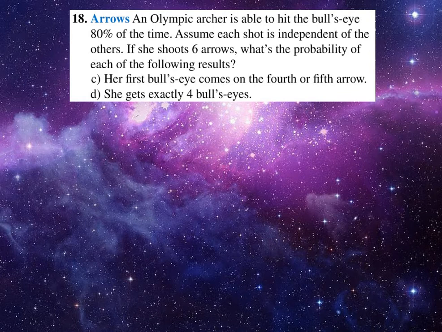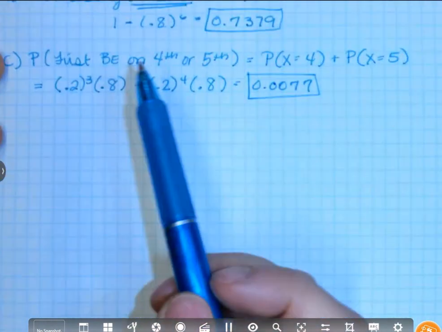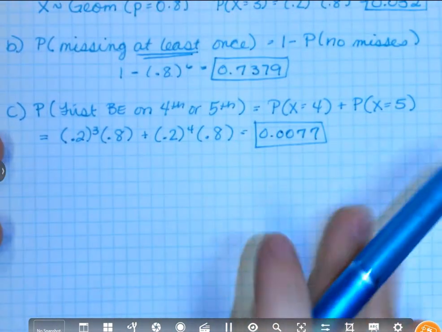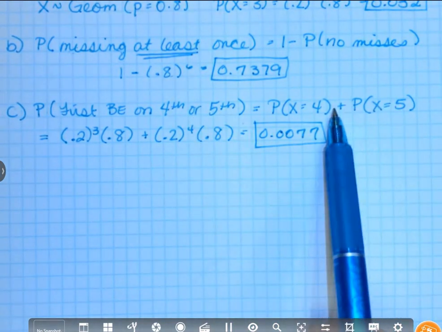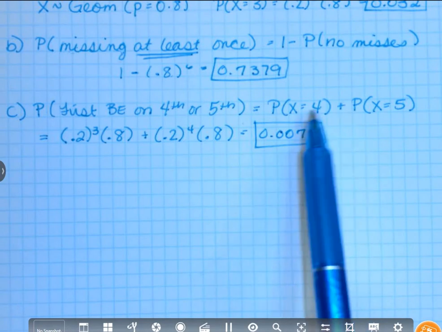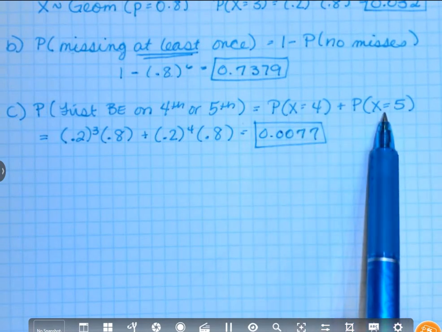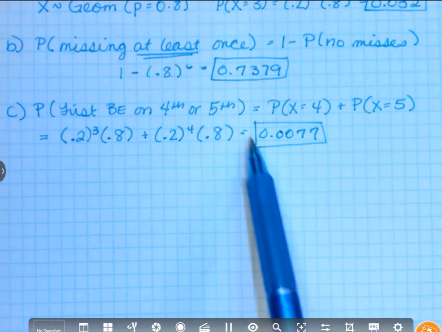Okay? What'd you get? Take a guess. You're probably right if you've gotten that far. Okay, no. I was hoping to be able to say yes. I was really, really believing in it. So this says the probability to have a bullseye on the 4th or the 5th. Or means we add. So probability X is 4 plus the probability that X is 5.